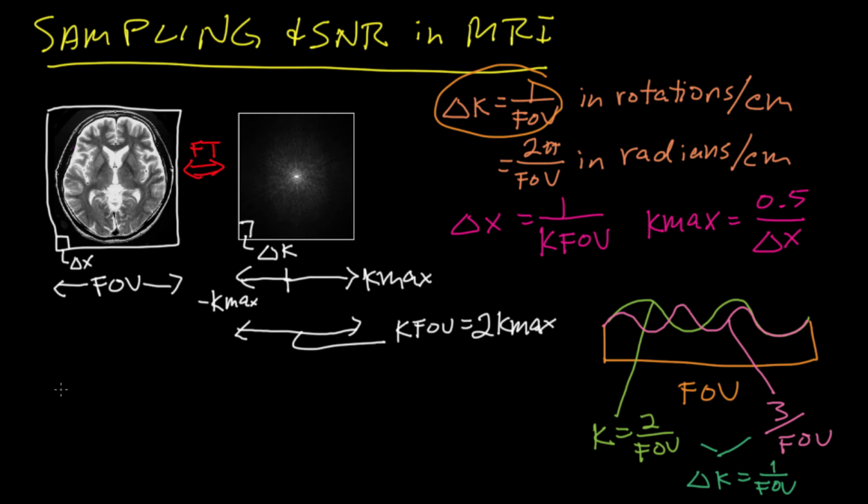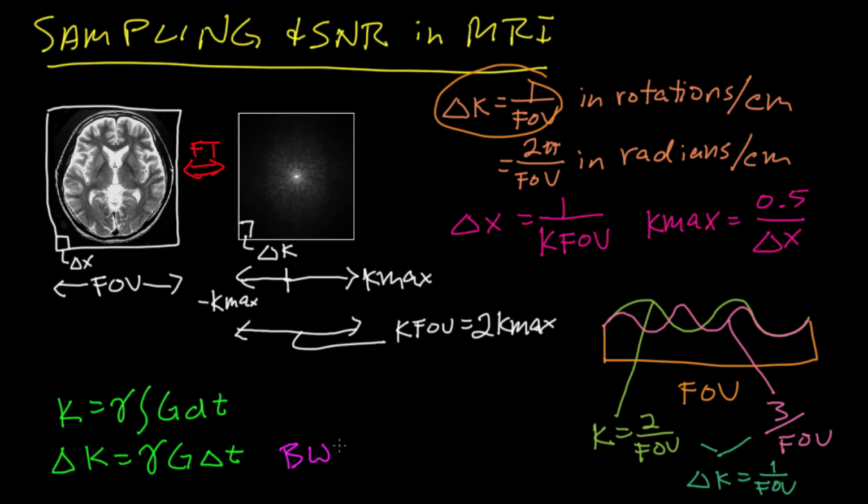So now let's relate these quantities to physical imaging quantities like the gradient and the sampling rate. Recall that k is gamma times the time integral of the gradient. For any small chunk of time delta t, delta k is just gamma times G times delta t. So this already gives you an expression that relates the sampling in k-space to the product of the sampling in time and the amplitude of the gradient. You can relate this in turn to the bandwidth of the sampling because the bandwidth is simply 1 over delta t. And if you like, to the field of view because delta k equals 1 over the FOV.